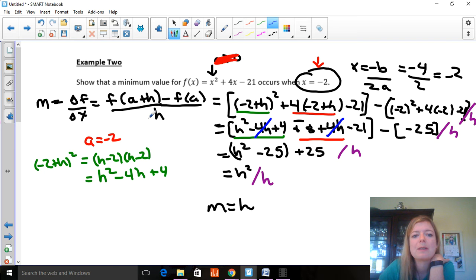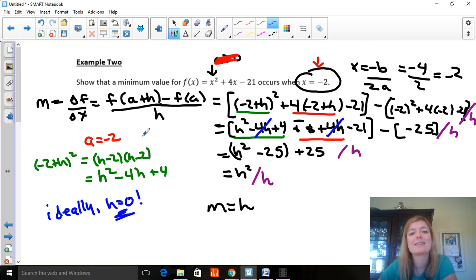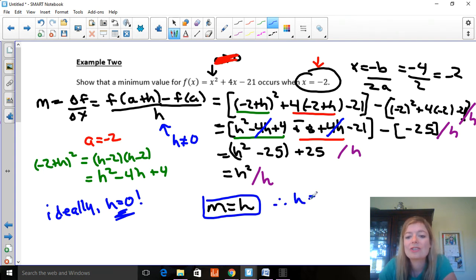Ideally, h would be equal to 0, right? Because we want the slope at that exact point, so 0 away from a. But the reason why we can't do that here is because we can't divide by 0. But now we're left with this expression, which doesn't divide by h anymore. So therefore, we can actually let h be equal to 0.